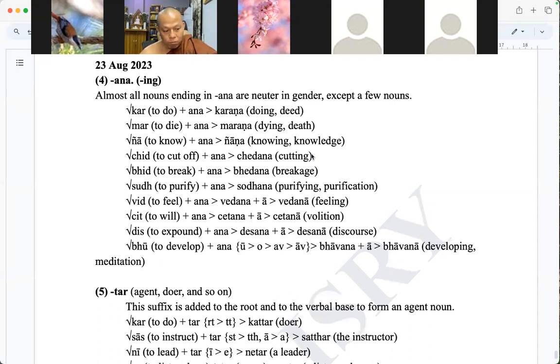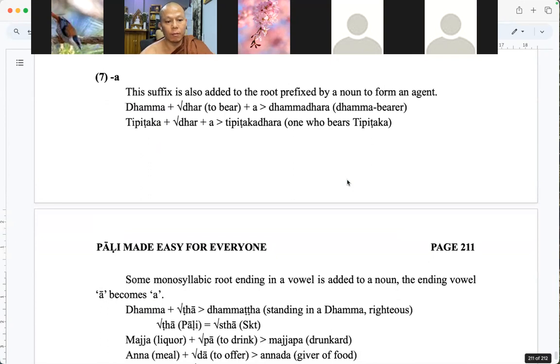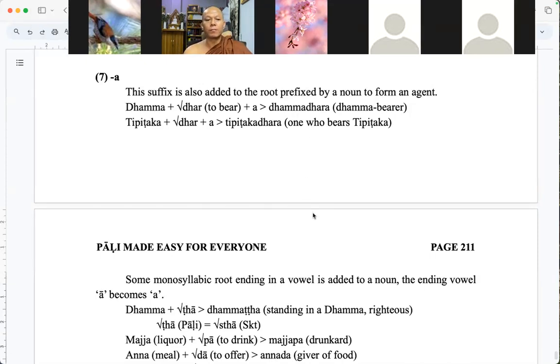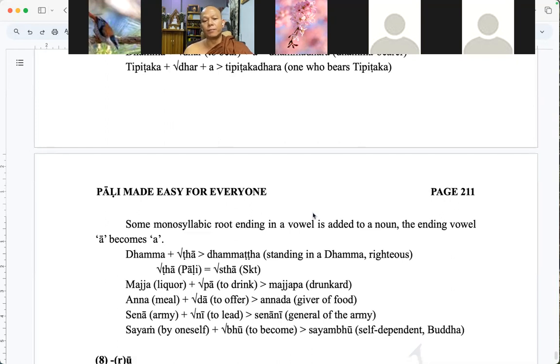I have one question. For example, in item 7, when I read the note, this suffix is added to the root to form an agent noun. I read it and I understand it's to form a noun. But when I look in the dictionary, I found that some words are not nouns. For example, dhammadhara or machchhapa. Machchhapa is not a noun, it's an adjective, and the rest is a synonym. Sayambhu is a noun. So I am a little bit confused about the word agent here. I don't know, adjective or a noun.